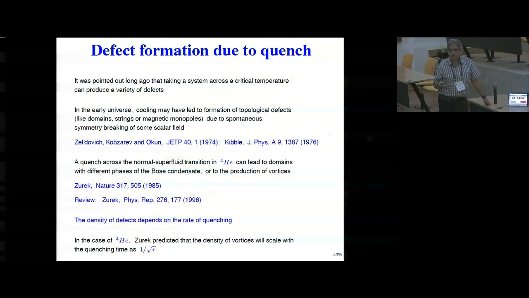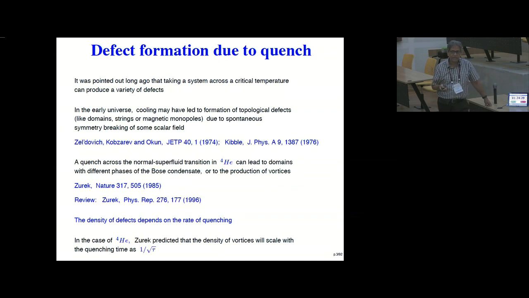Or you can produce vortices, which are sort of line defects. This was discussed by Zurek, and there's a review article by Zurek in '96. Now, the important thing is that the density of defects that you produce depends on the rate of quenching.